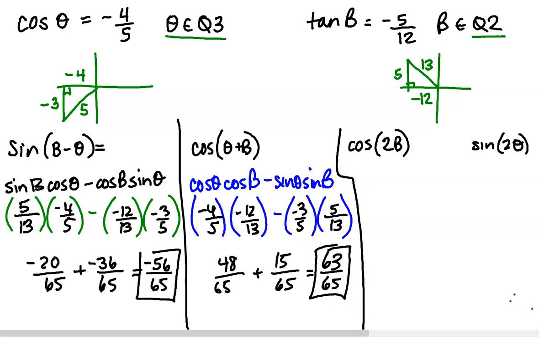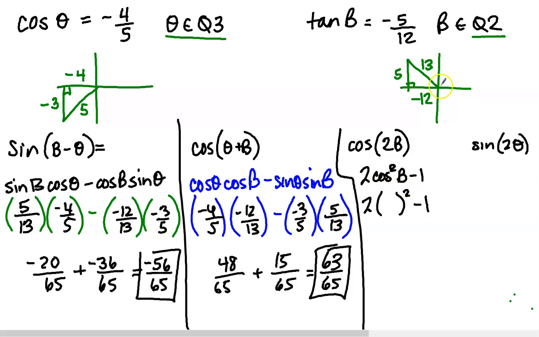Okay, cos of 2 beta. I have 3 options. You can use whichever one you want. I think I'm going to do 2 cos squared of the angle beta minus 1. I'm going to use that one, but you could have used any of the 3. So to get it ready, I'm going to do 2 blank squared minus 1. So then I just need cos of beta.